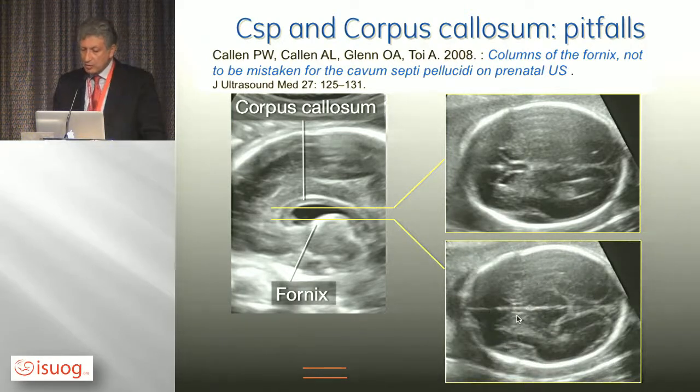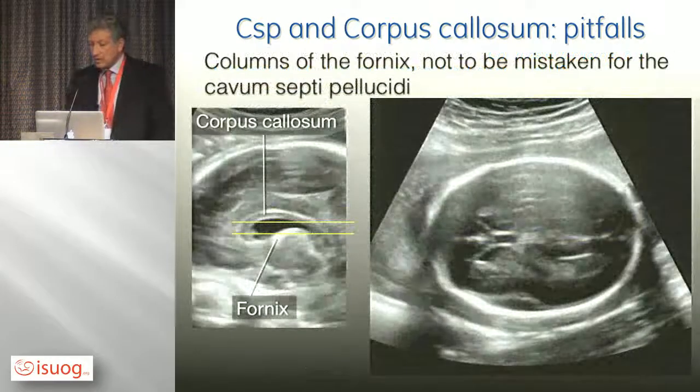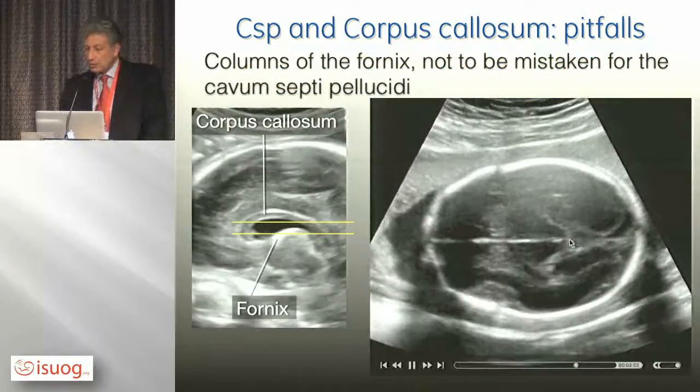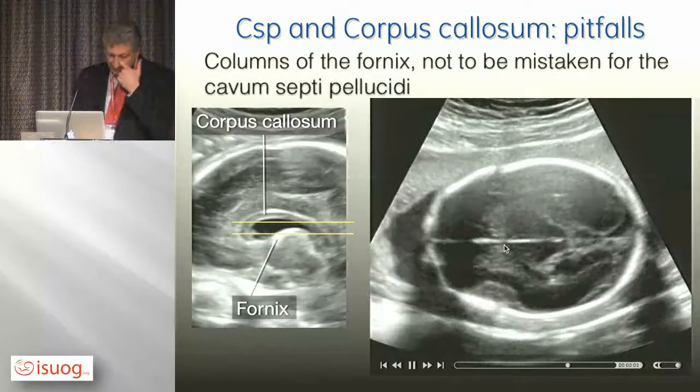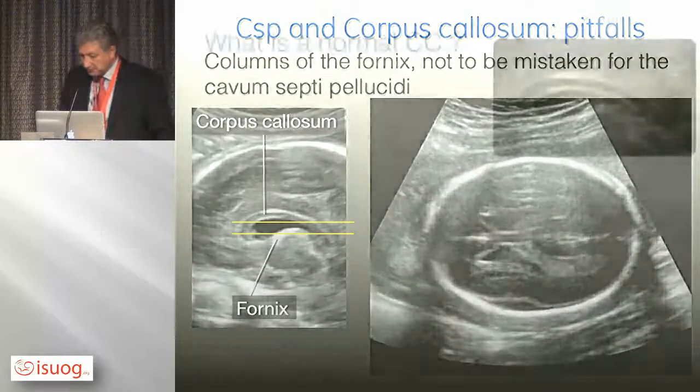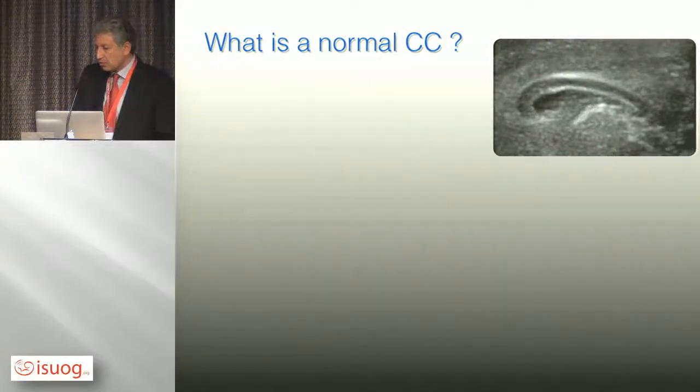This is what you have to be aware of, and this is what we have seen in the live demonstration as well. And you see here on a video clip how we can move from the true cavum septi to the columns of the fornix. Now, what is a normal corpus callosum?